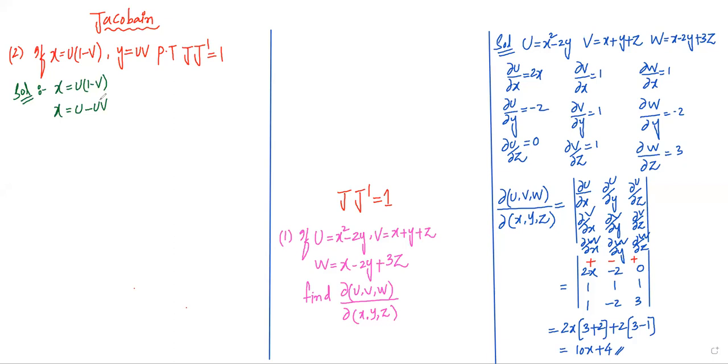Okay, sorry for the disturbance. Now what we have to do here is, x is there. I want to differentiate x with respect to u first of all. Can you give me the answer? With respect to u means what happened? 1 minus v. Now x with respect to v, what is the answer? Minus u, right? Minus u is correct.